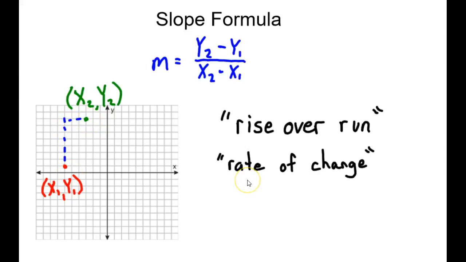Slope is also referred to as the rate of change. You can see it as delta y over delta x. Many different ways to refer to the slope between 2 points.